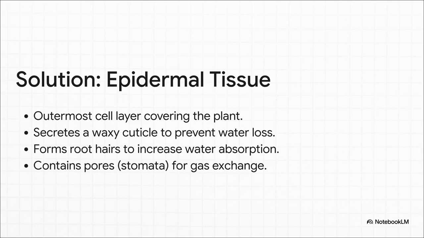On the leaves, it secretes a waxy layer called the cuticle, which stops the plant from drying out. Down in the soil, it grows these long extensions called root hairs to absorb way more water. And it's also dotted with these tiny little pores called stomata, which can open and close to let the plant breathe in carbon dioxide. It's a truly smart, adaptive barrier.